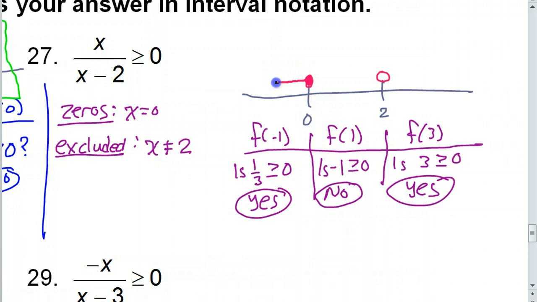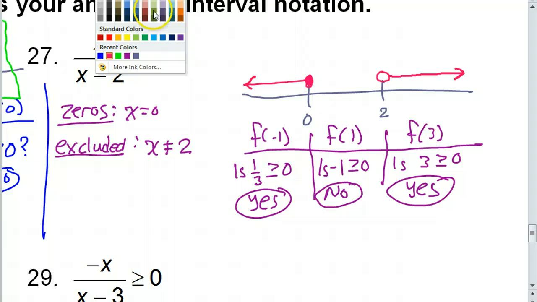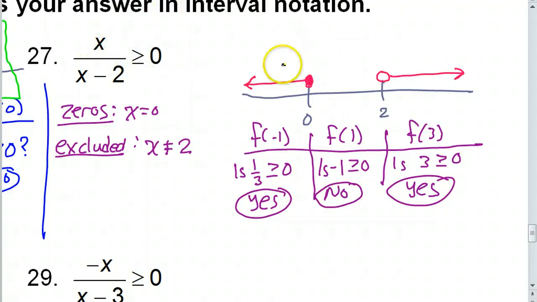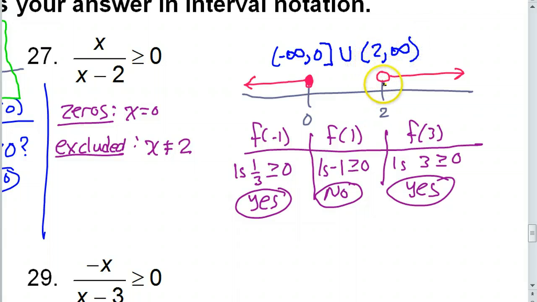Now these two yeses show us where the solutions are. So everything in this zone is going to be a solution, so we'll show that with an arrow, and everything in this zone is going to be a solution. So now it's time for the interval notation, which has two parts to it. For this part, we're going to say -∞ to 0. Let's put a bracket at 0 to show that 0 is included. Union 2 to infinity. We'll use parentheses on the 2 to show that the 2 is not included. So that is going to be the answer for number 27.